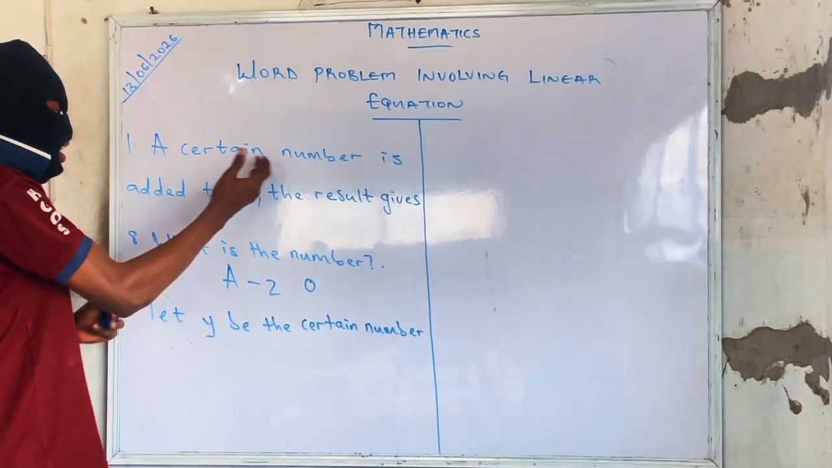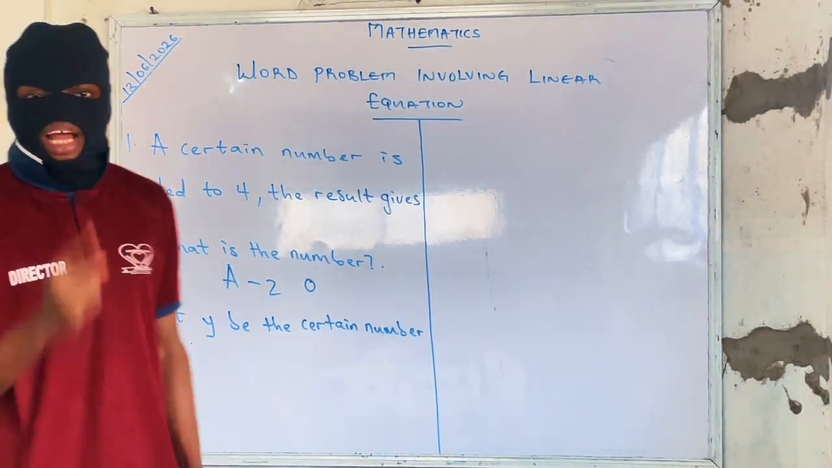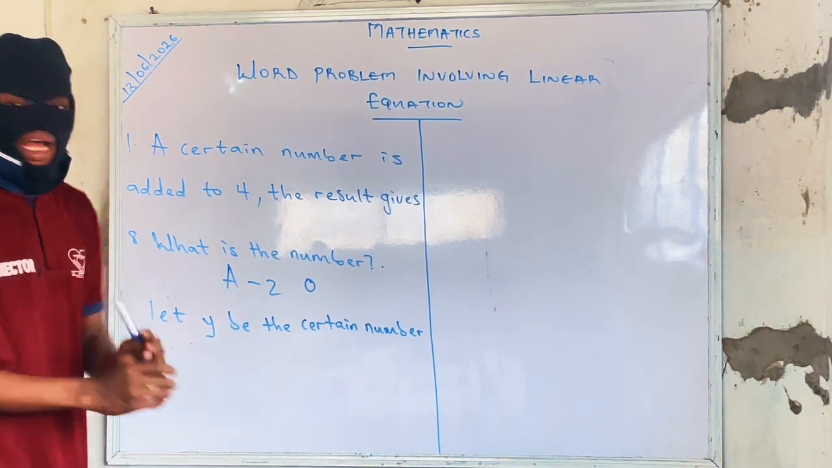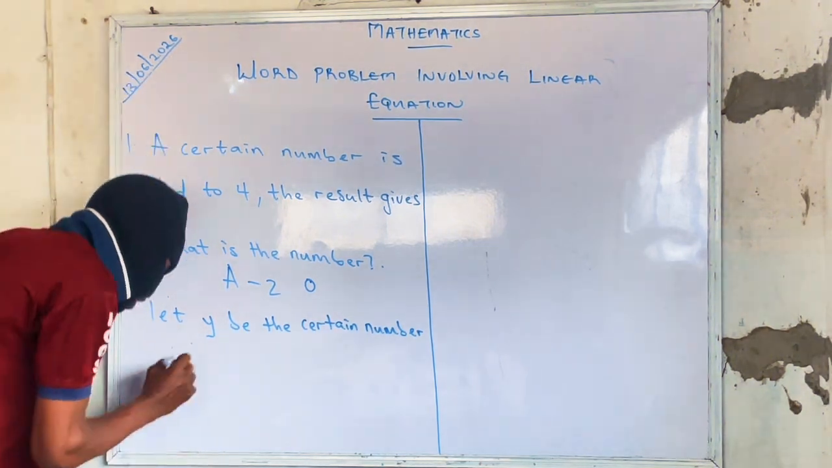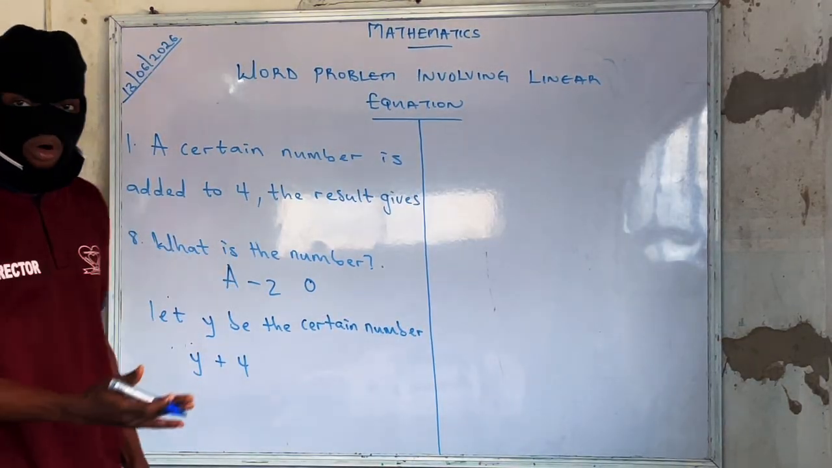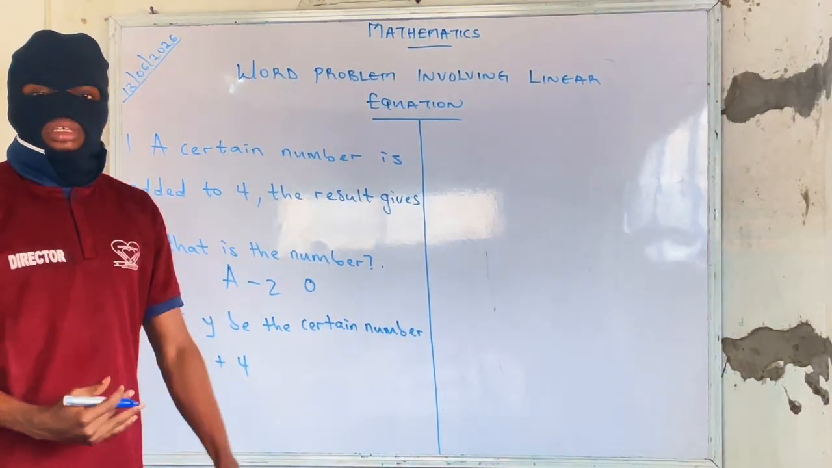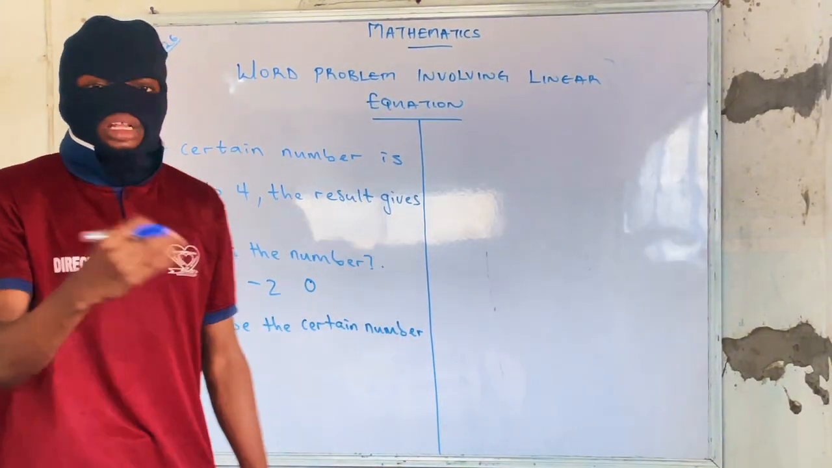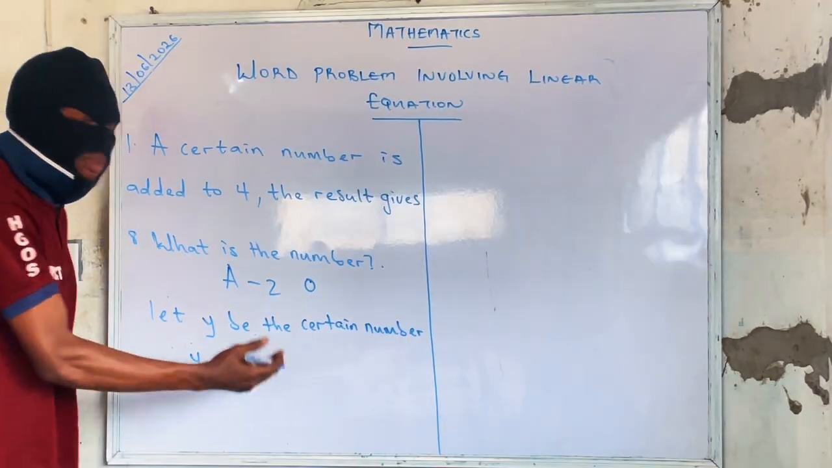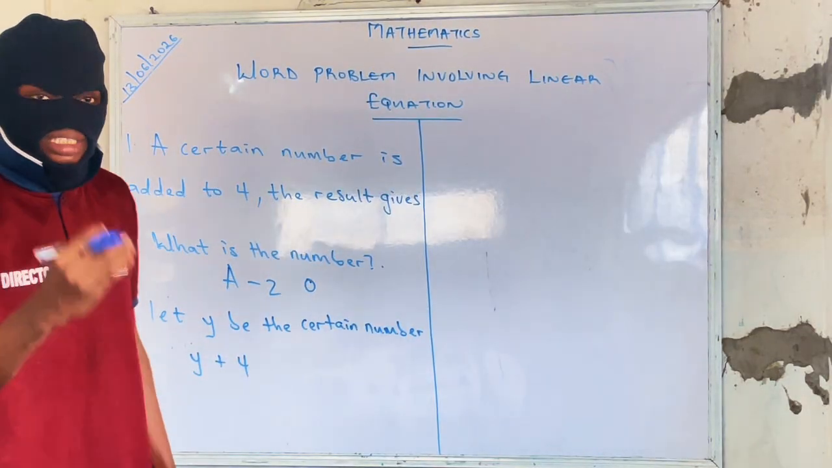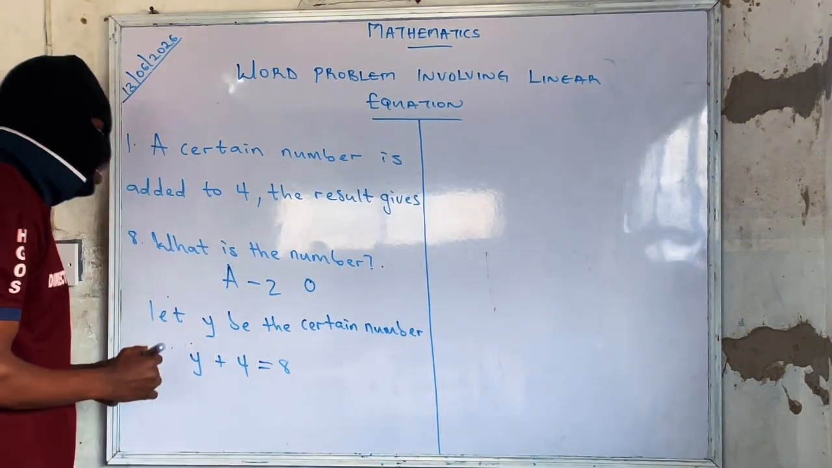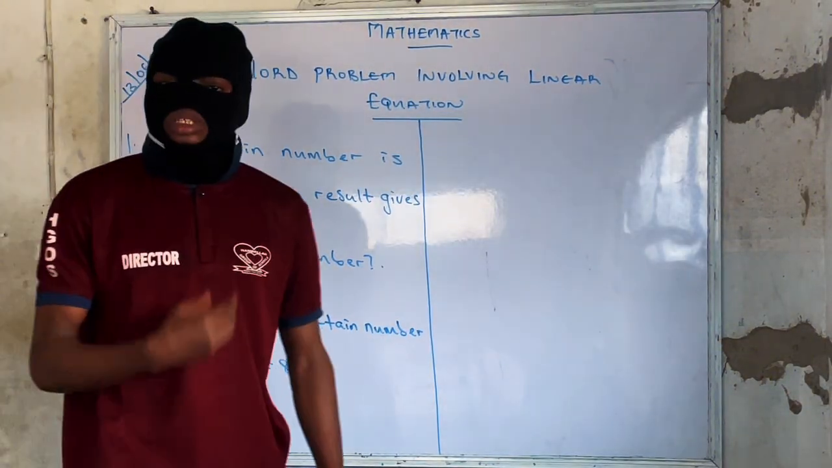Now, we have already used y to represent the certain number. Look at the question. A certain number is added to 4. That is plus. We are adding this y to 4, so that's y plus 4, because a certain number is added to 4. Now, the result, the problem is talking about equals to. A certain number is added to 4, which is y plus 4. The result gives 8. That is equals to 8. What is the number? They are asking you to find the number.